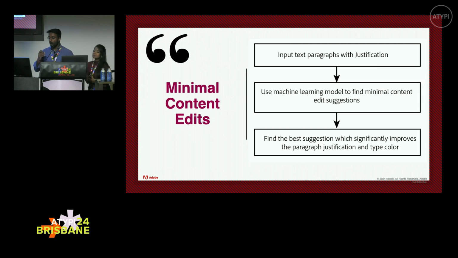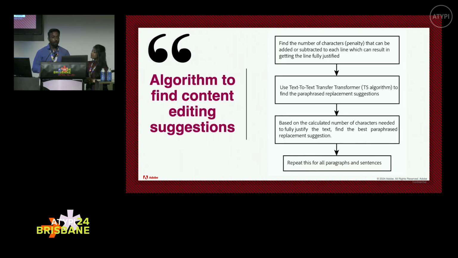And then, on the basis of some intelligent algorithm, we try to find the best suggestions among them, which significantly improves the type color. Let's see how exactly we are doing that. So what we do is, we firstly try to find the number of characters that can be added or subtracted in each of the lines that should ideally make a line justified or fully justified, right? So we are calling this penalty.